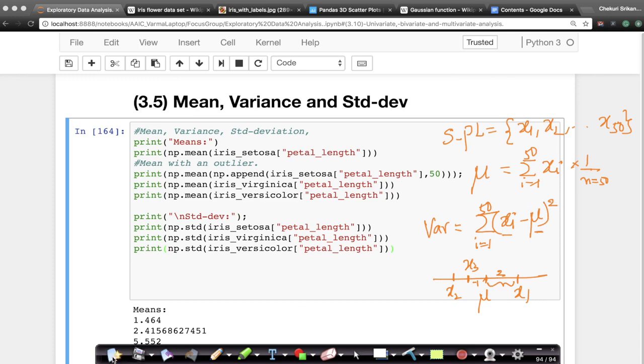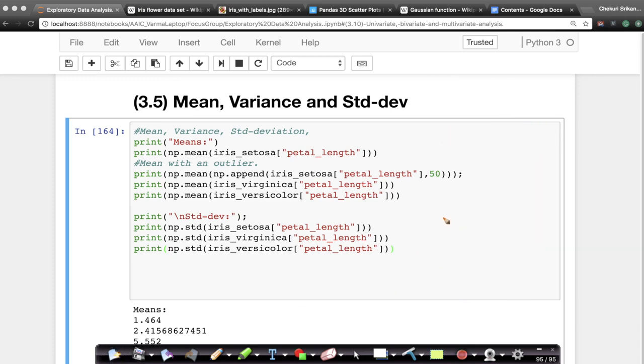Now, what I can do quickly is, what if I take the square root of variance? What will that look like? That will look like the square root of the summation from i equals 1 to n, if I have n points, of xi minus mu, whole squared. So this is variance.